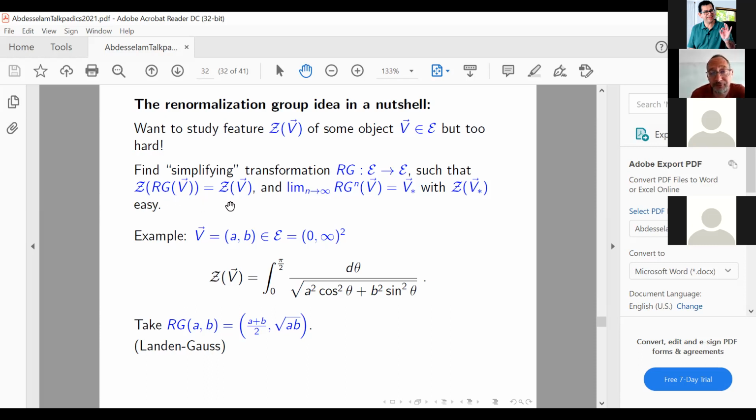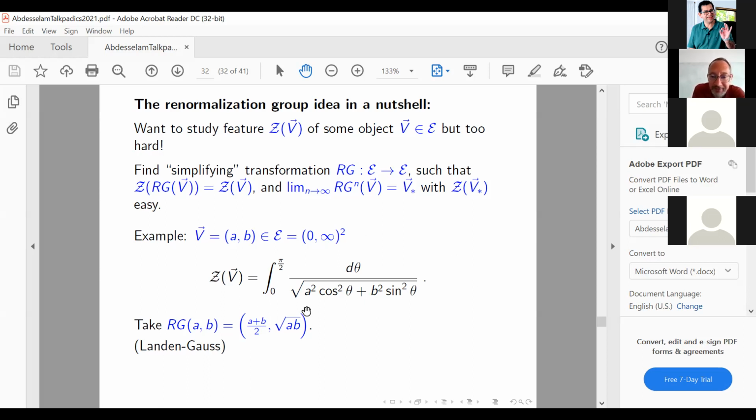So if you can find such a transformation, then maybe, if we're lucky, starting from the object that we want, you can iterate the transformation infinitely many times. Maybe we converge to some fixed point, V star. And if we're lucky, Z, the feature at V star, is actually easier to understand than directly from V. That's the basic idea.